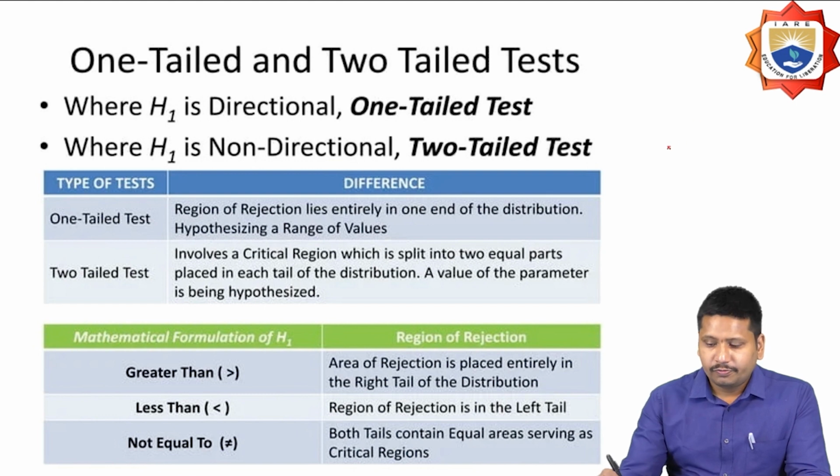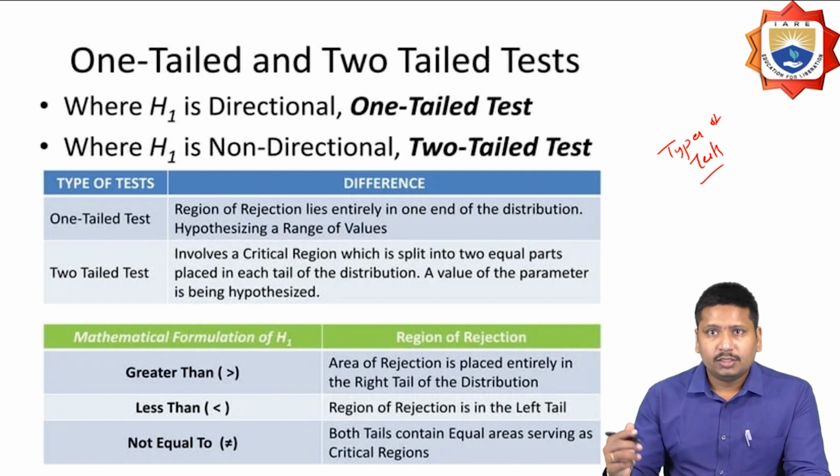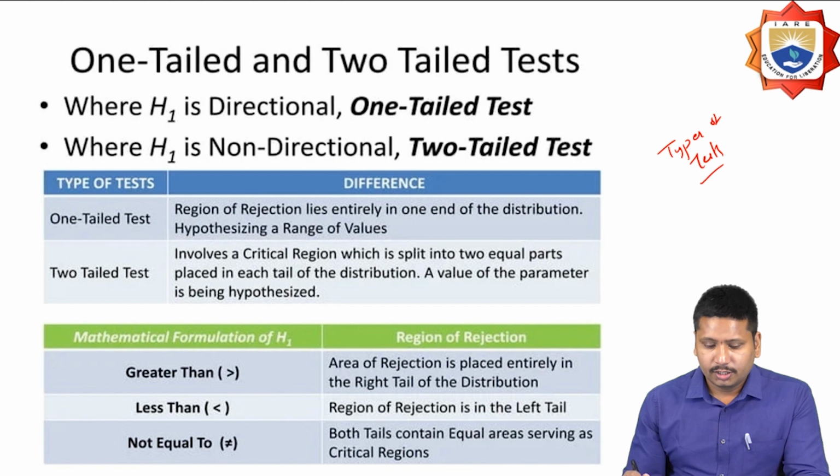So there are two types of tests we are going to consider here. One is the one tail test and the other is the two tail test. So if it is directional, then we have to call it a one tail test. If H1 is non-directional, then it should be treated as a two-tailed test.